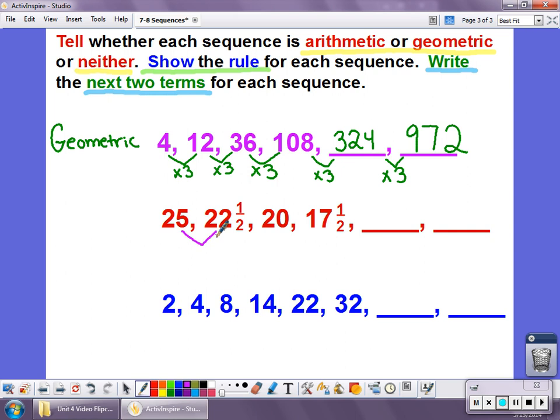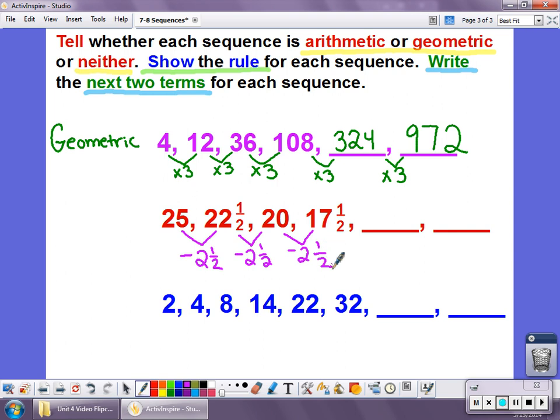So what I want to do is think, okay, what do I need to subtract to get from 25 to 22 and a half? And the way you can actually figure that out is do 25 minus 22 and a half and see what you get. And what you get is 2 and a half. So this pattern is minus 2 and a half. So 22 and a half minus 2 and a half gives me 20. 20 minus 2 and a half gives me 17 and a half.